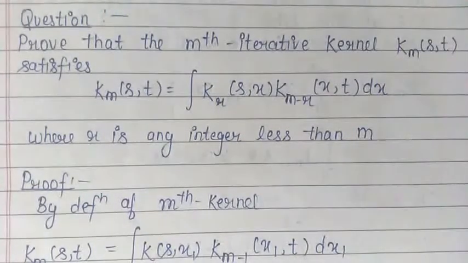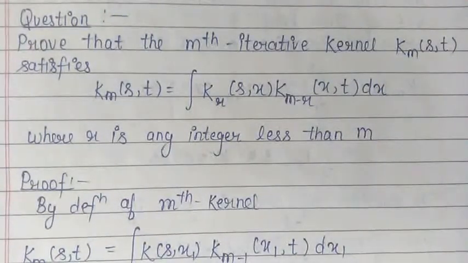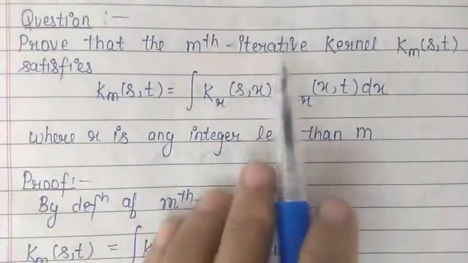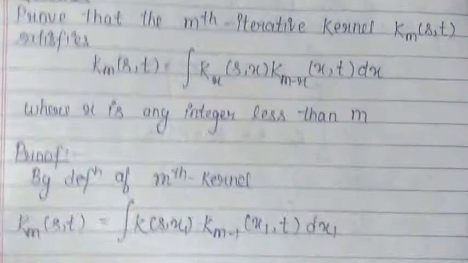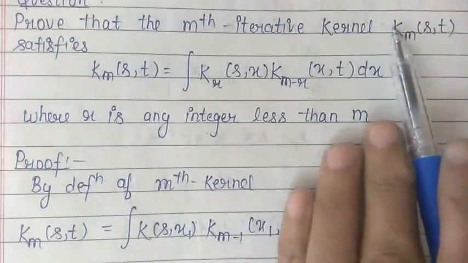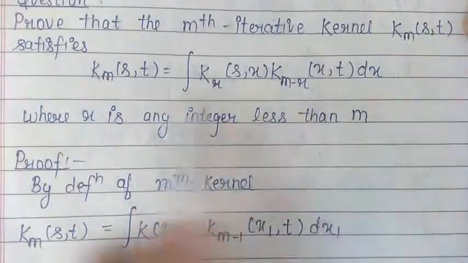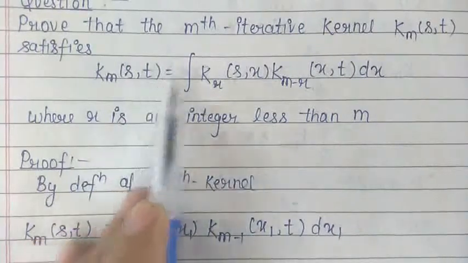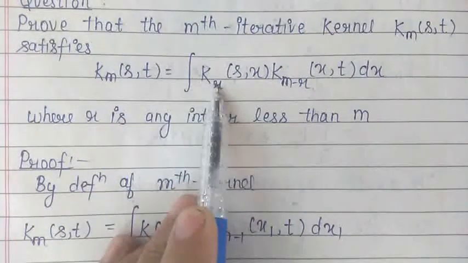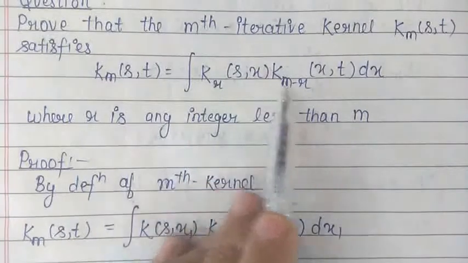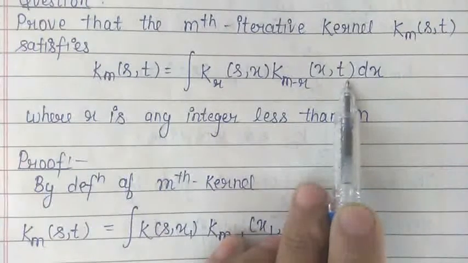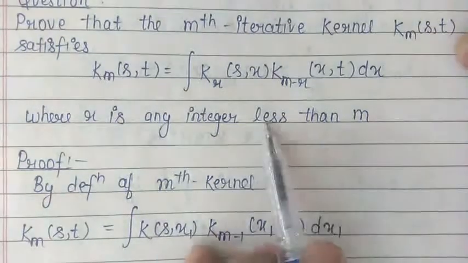Good morning, students. Today we will discuss some properties of the mth iterative kernel and the resolvent kernel. The property about the mth iterative kernel, which we denote by K_m(s,t), is that it satisfies the equation K_m(s,t) is equal to the integral of K_r(s,x) into K_{m-r}(x,t) dx.